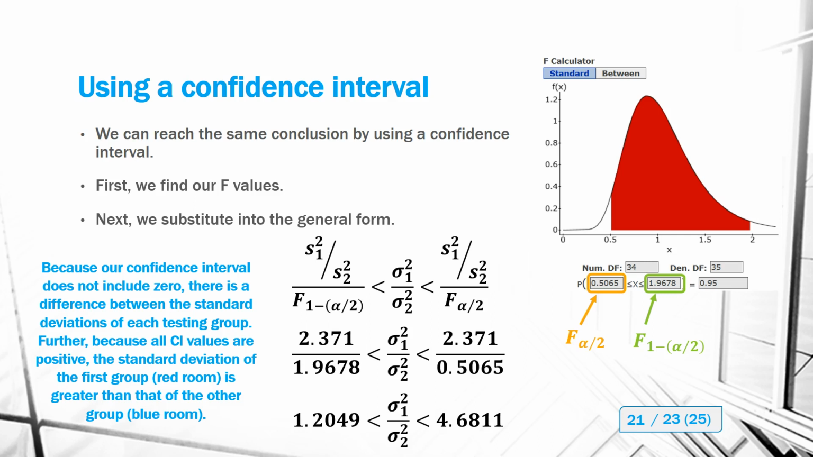This actually matches up well with the conclusion we reached in an earlier lecture, where we were looking at the mean values for each of the groups, the number of creative ideas they each produce, and it was shown that the blue room actually produced, on average, more creative ideas than the red room.